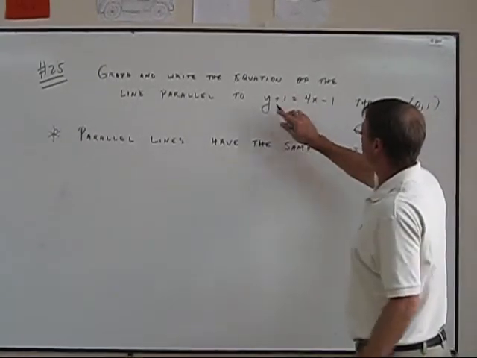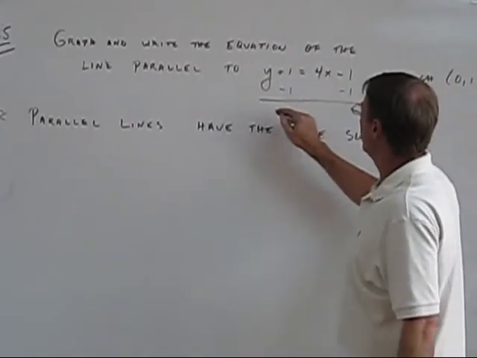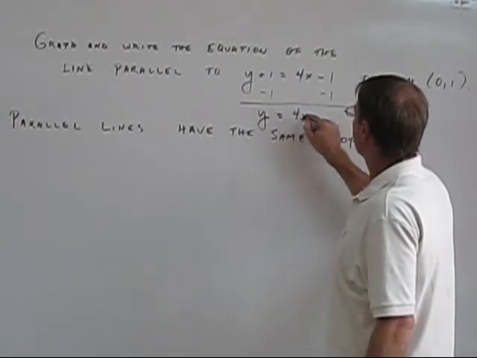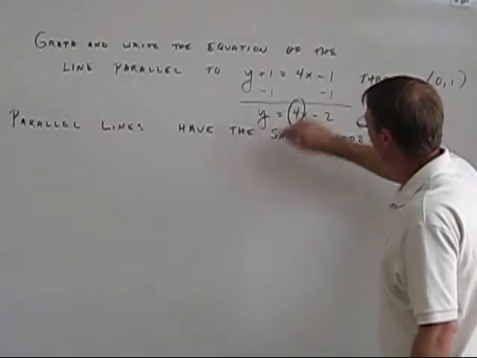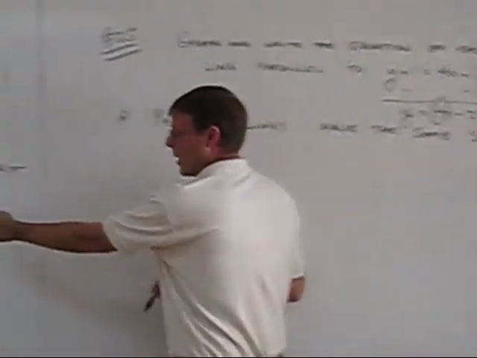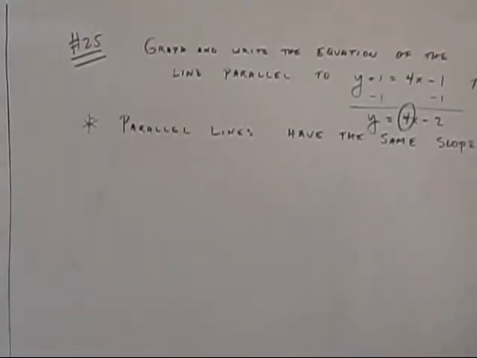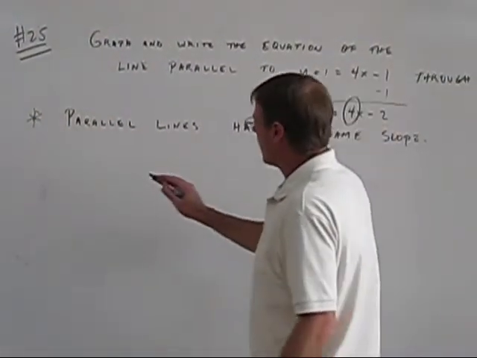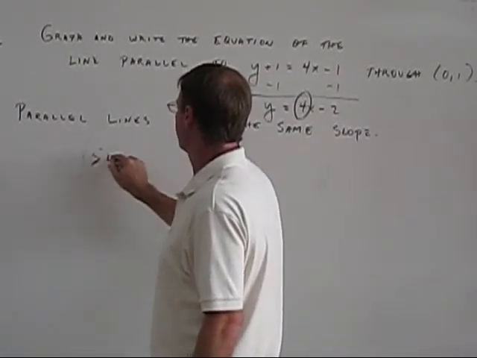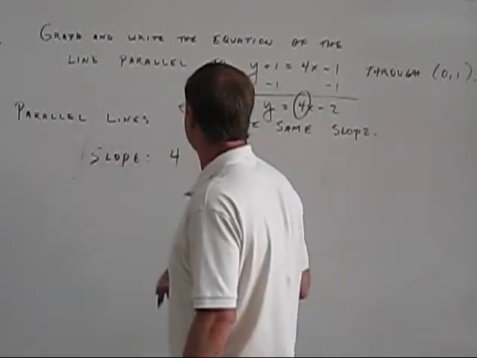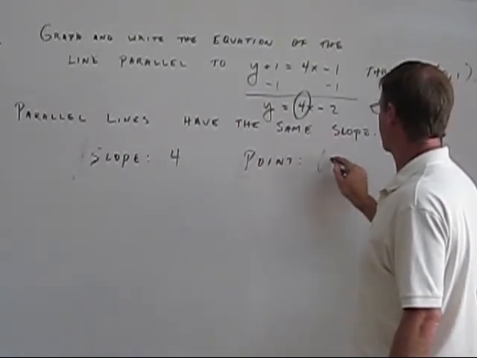Let's first get this in y equals mx plus b form, so we're not confused by anything. Y equals 4x minus 2. So that's the line we're given. The slope of this line is 4, because if I have y equals mx plus b, this number here in front of the x represents the slope. So I know that my parallel line has a slope of 4. Okay, and we have a point. That point is 0, 1.